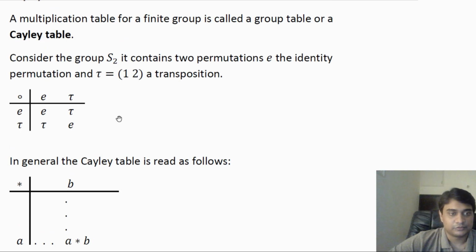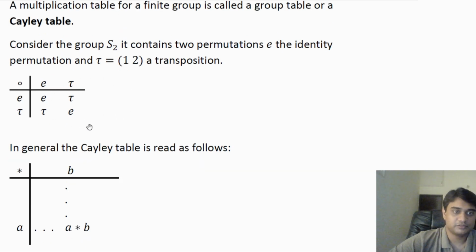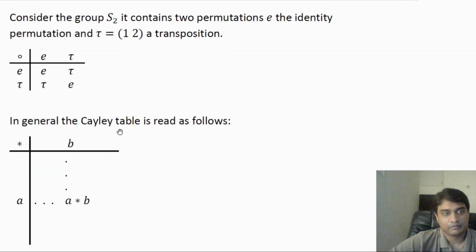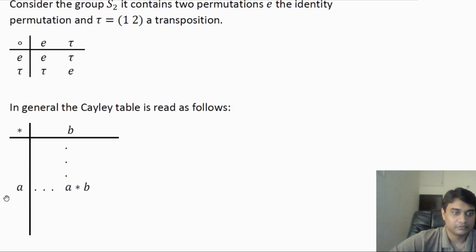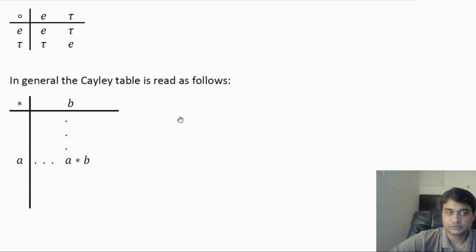Okay, so this is a group table for the symmetric group S2. And in general, we read the Cayley table like this: if A star B is the binary operation of the group, and A star B is in the multiplication table, then the result of A star B is in the same row as A and the same column as B. This result of multiplying A with B, A star B, is in the same row as A and the same column as B. It's read like this.